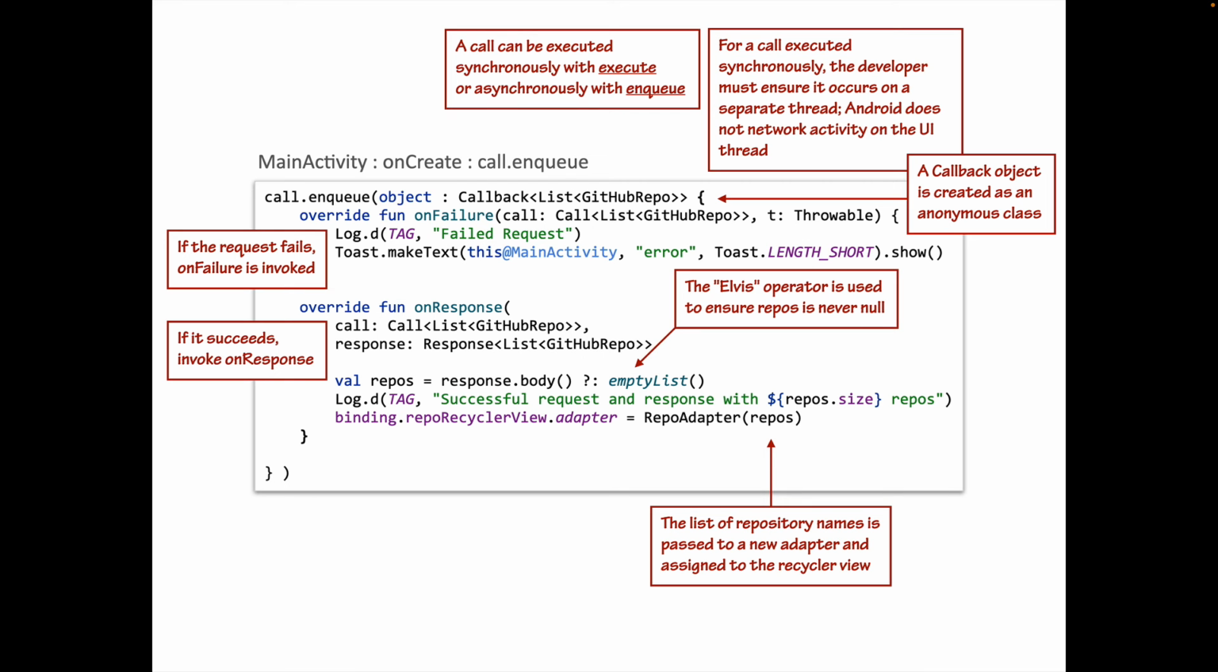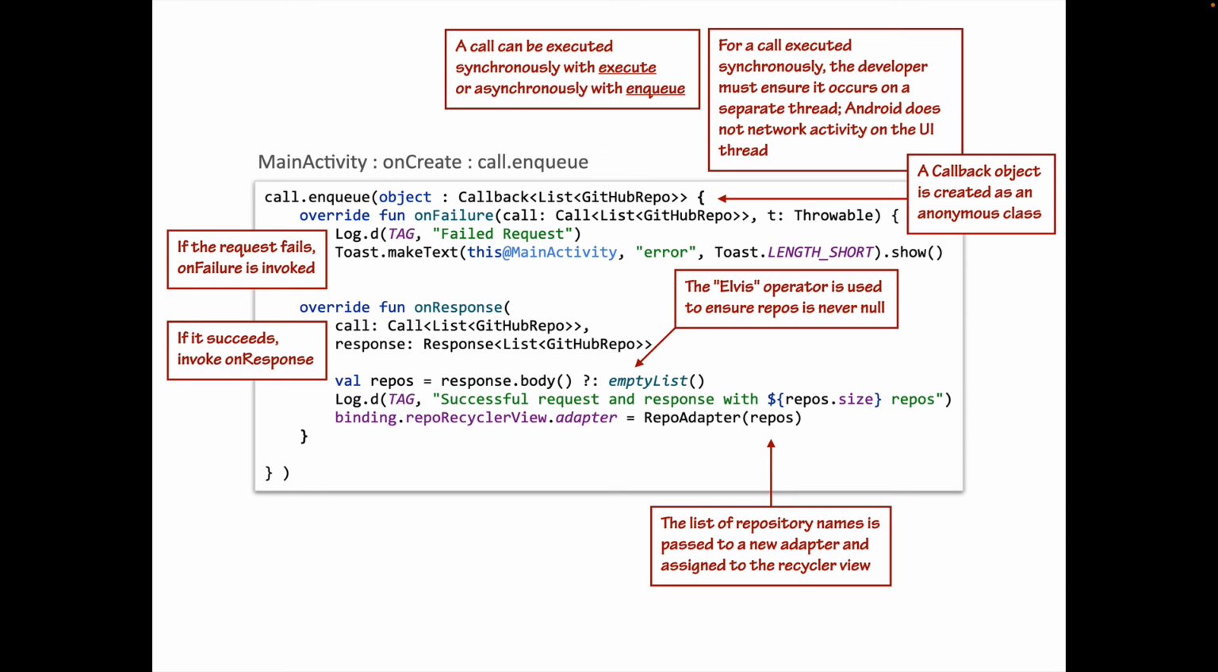Recall that the call object is used to send the request to the server. It turns out that there are two main ways of doing this. In our case, the call object invokes the enqueue function. The enqueue function ensures that the request will be asynchronous, so that the UI can keep running while it's waiting for the response from the server.